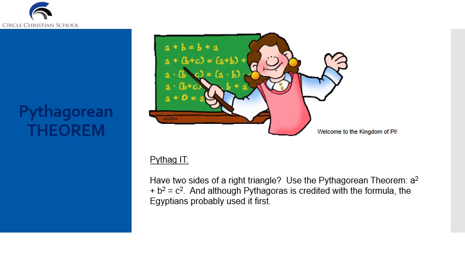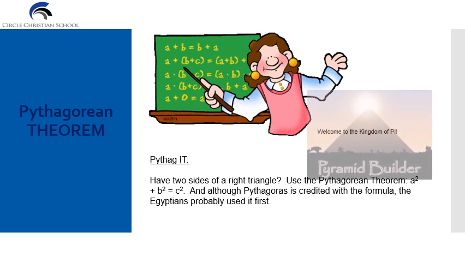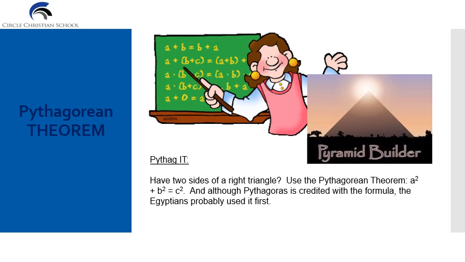Welcome to the Pythagorean theorem. Have two sides of a right triangle? Just use the Pythagorean theorem: a squared plus b squared equals c squared. And although Pythagoras is credited with the formula, the Egyptians probably used it first.